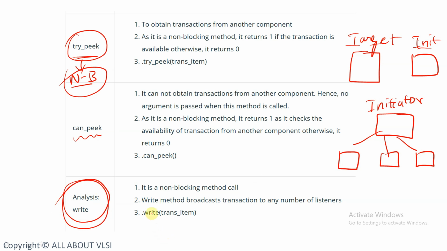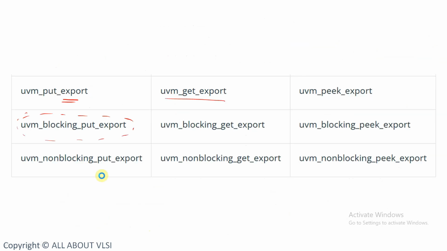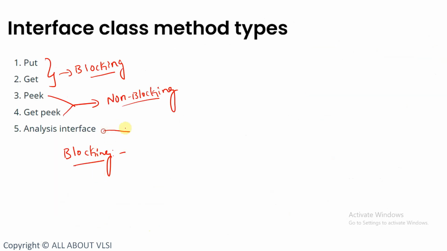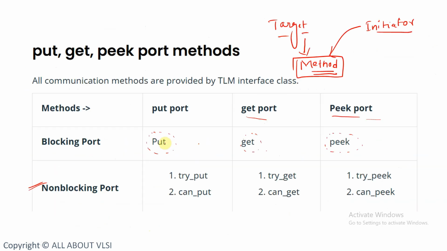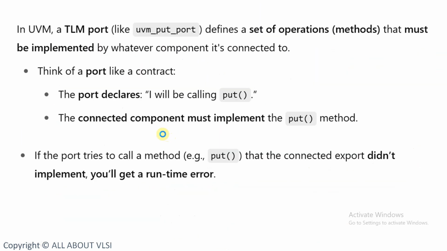We are going to see that. The analysis write port is going to use a method known as the write method, which is also a non-blocking method. So in the starting also I will write this down. Analysis method is non-blocking. So this was about the different types of methods and ports which are present here. Now, in UVM, a port defines a set of operations or methods that must be implemented by whatever component it is connected to.